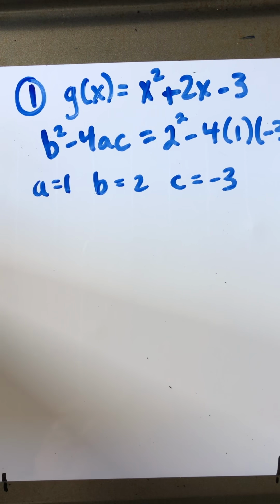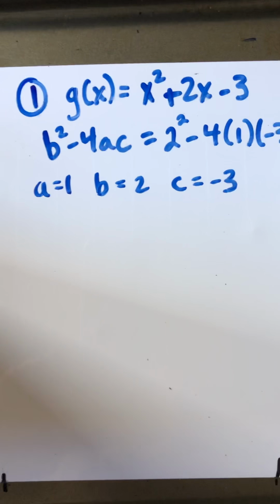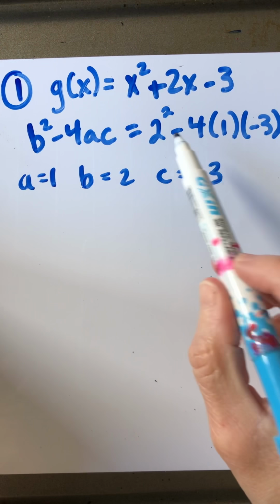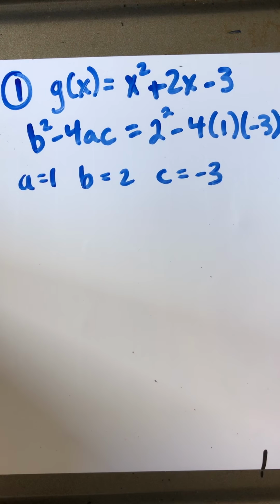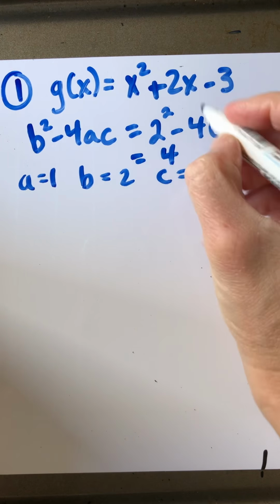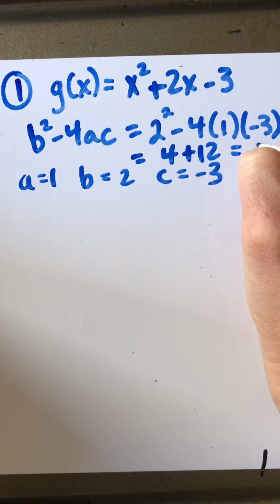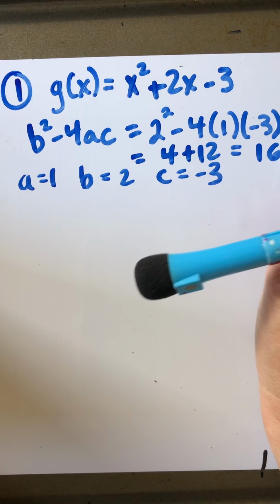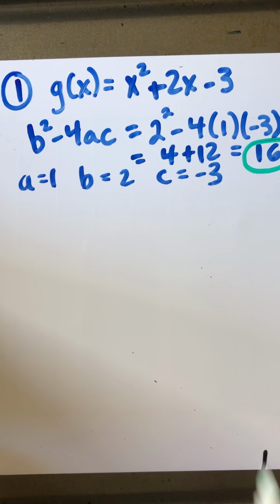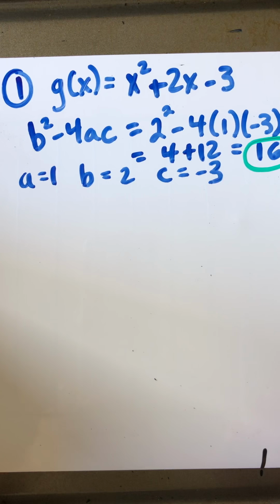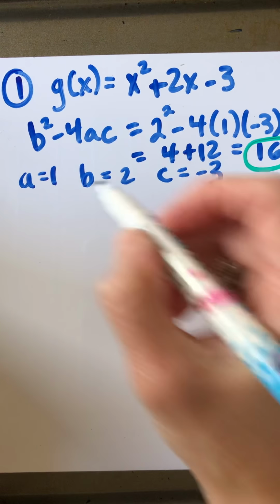Let me just adjust this slightly so we can see this just a smidge better. Hang on just a second. Oh, there we are. So when I complete this calculation, I will have 4 minus negative 12, or plus 12, which is 16. So my discriminant in this particular case, my b squared minus 4ac, is 16. So since my discriminant is a positive 16, I know that this parabola should have 2 roots.